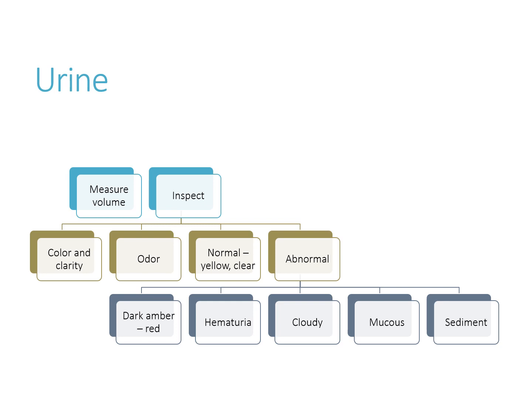Normal urine is yellow and clear. Abnormal would be dark amber to red. Hematuria, which is blood in the urine, could be either clots or gross blood, and it should not be cloudy, have mucus or sediment in it.